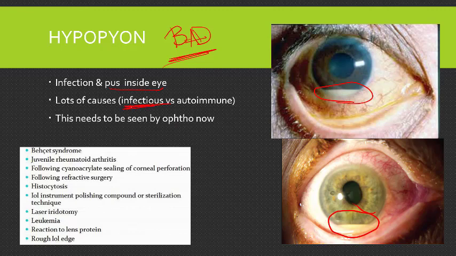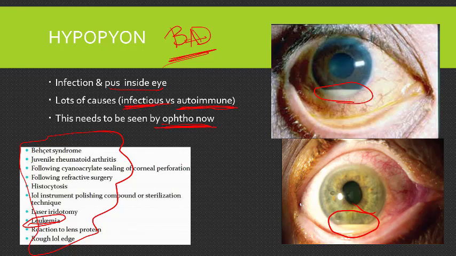This can be infectious and usually is, because there shouldn't be a lot of white blood cells in the eye, and you should always be thinking about an eye infection, internal eye infection. However, autoimmune diseases can do this. Here is a giant list of all the different autoimmune diseases that can do this. Notice that most of them are really bad stuff, like leukemia, not the best. These are people that need to be seen by opto. So this person is not going home.